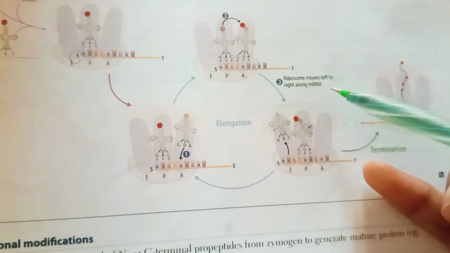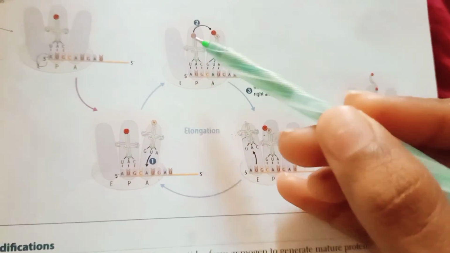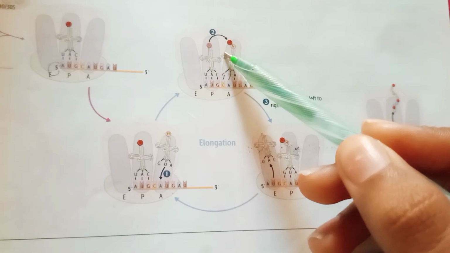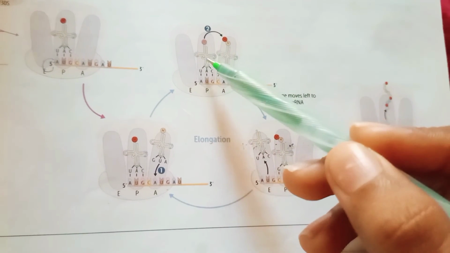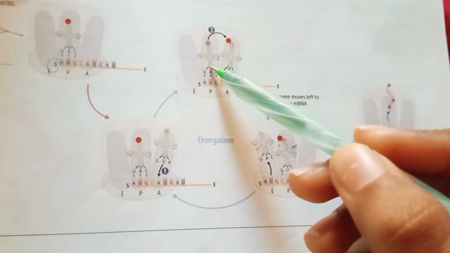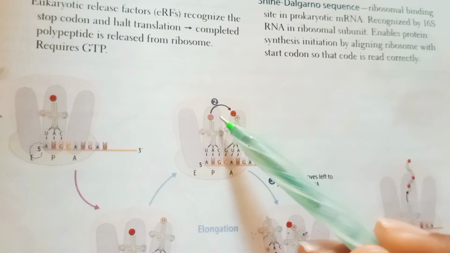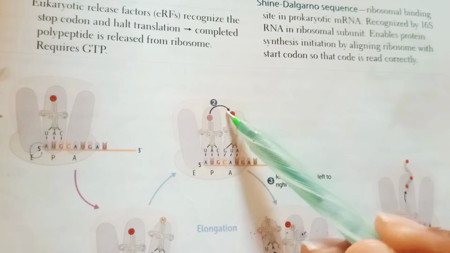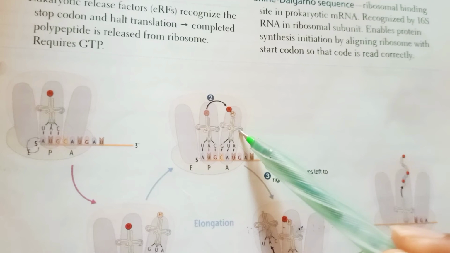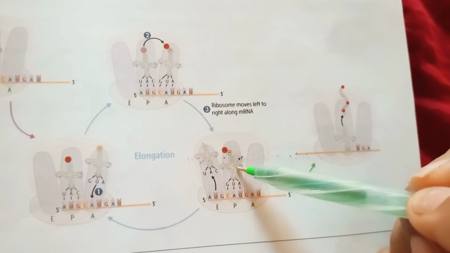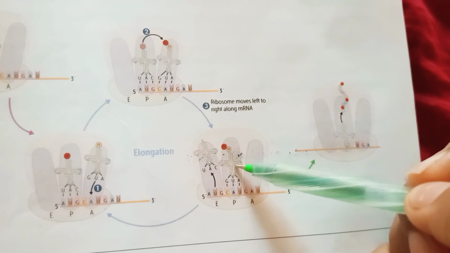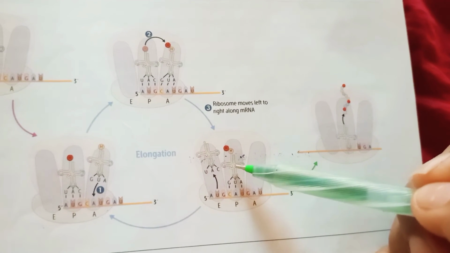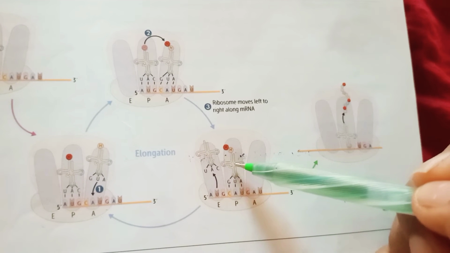Next, coming to the second stage, the rRNA ribozyme catalyzes peptide bond formation and transfers the growing polypeptide to the amino acid in the A site. You can see the growing polypeptide is transferred to the A site amino acid. Next, the third part: the ribosome advances 3 nucleotides towards the 3' end of mRNA, moving peptidyl tRNA to the P site.